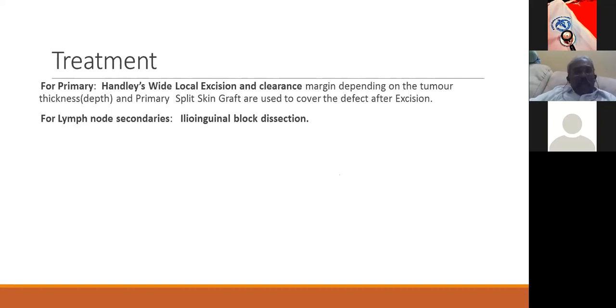See, ilioinguinal block dissection is too morbid a procedure for your patient, right? You said only one node, am I right? Yes, sir. One significant node, that too on the vertical chain. Do you think an ilioinguinal block dissection will be an indicated procedure, or do you want to do something in between?